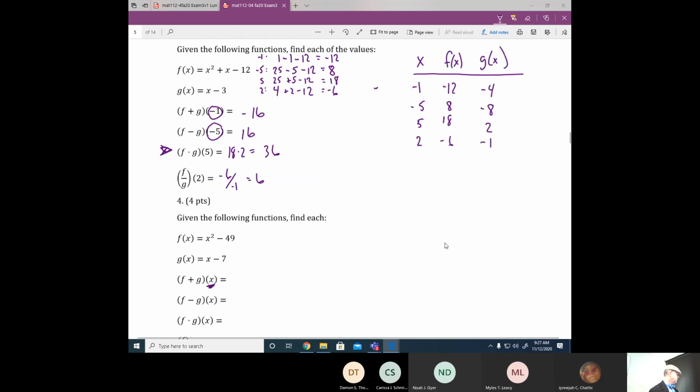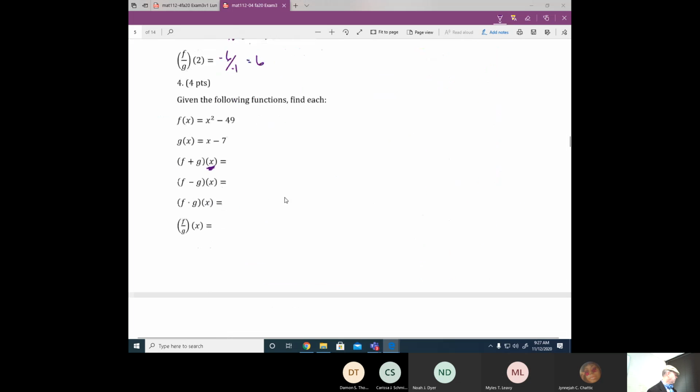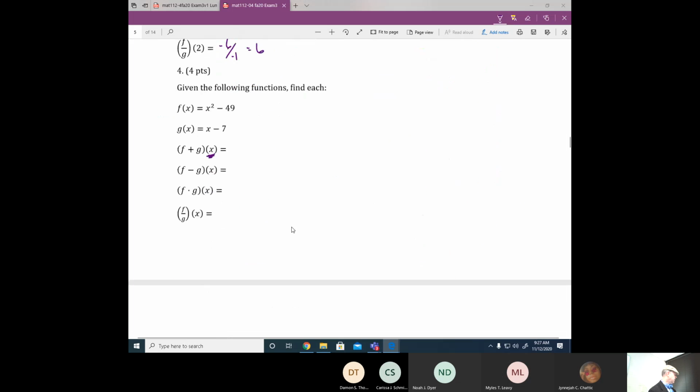Basically, I'm doing a problem like this, but for more than just the f plus the g. I'm doing it for f minus, f times, and f divided by. Well, let's do the f plus g. I'll do the work over here. F is x squared minus 49, plus g, which is x minus 7.